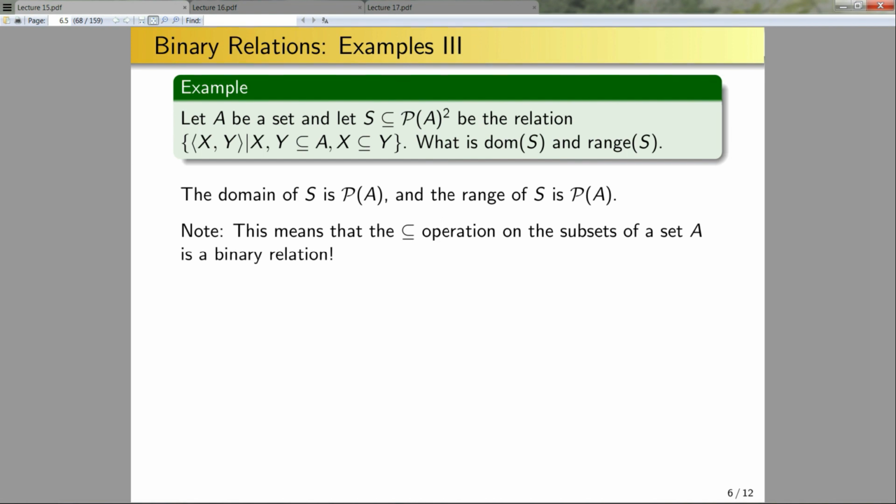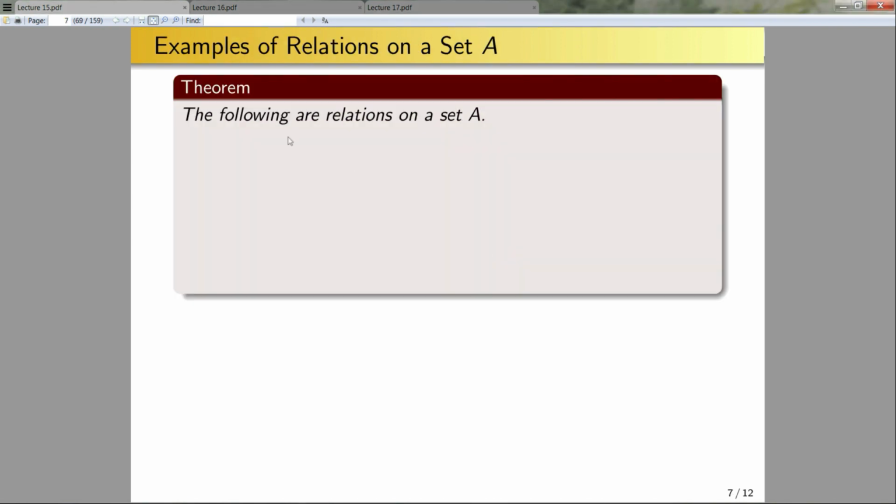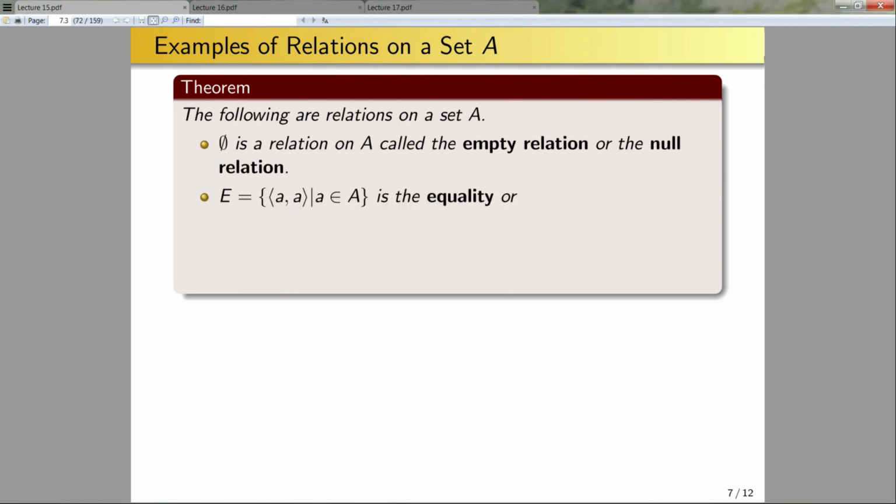So first up, the following are relations on a set A. The null set. The null set is a subset of A cross A, therefore the null set will be a relation on A, and this relation we will call the empty relation or simply the null relation. Next up, I can build a new relation that I'll call the equality relation. So E is going to be the set of all (a, a) such that a is an element of A. So in essence, what is this relation really doing? Well, it's simply saying that for all elements a in A, a is equal to a.